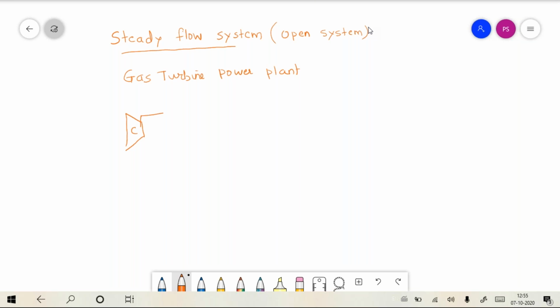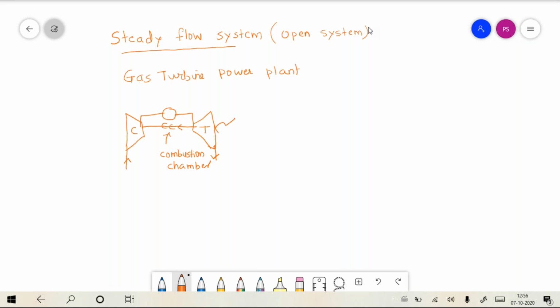So this is the open cycle gas turbine plant, of which I drew the schematic. This compressor is driven by the turbine, and you get electricity output by coupling this turbine to the alternator. So finally you are getting power. This is the gas turbine power plant schematic.